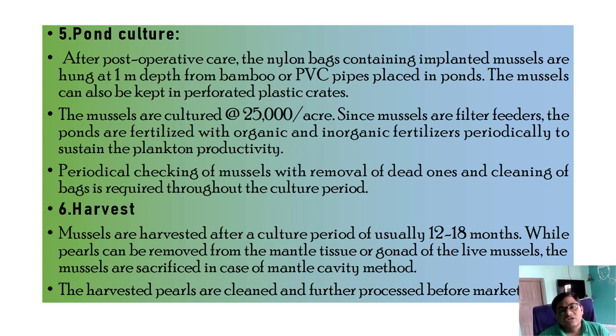So we have to remember that we have to select the pond carefully for the culture of these mussels. In the same pond, fertilization is very important, and along with the organic fertilizers we can also use inorganic fertilizers for more production of plankton, because they are filter feeders and they mostly feed on the plankton.